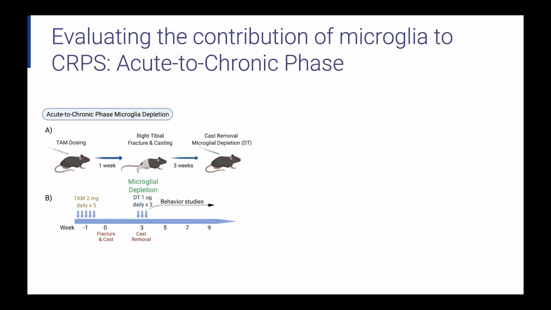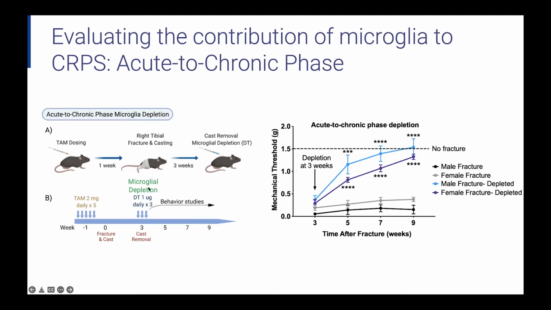The most impressive data we found, though, was when we depleted at this 3-week time point, what we were thinking of as the acute to chronic phase transition. And what we saw here was that these mice all started off sensitive, but both in males and females after fracture, in the depleted groups, we saw a complete reversal of trajectory, which was very exciting to us because it was probably the most striking data that we've seen in terms of an actual change in a behavior after modulation of really anything. So we've seen some changes where it goes from maybe 0.1 to 0.2, but here we actually saw that it went from a very low mechanical threshold up to about 1.5 grams.